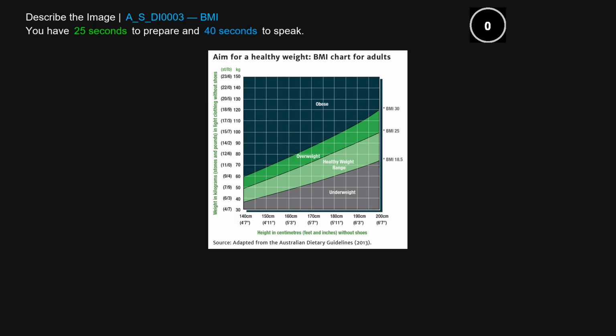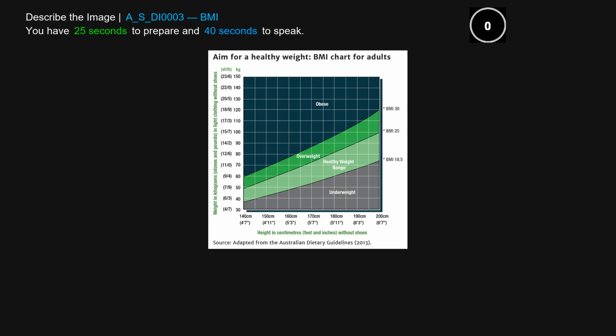Then the BMI between 18.5 to 25 is healthy weight, which is indicated with the light green color. And the BMI between 25 to 30 is indicated with the dark green color, which is overweight. And the BMI above 30 is obese, which is indicated with the dark blue color. The chart is very informative.